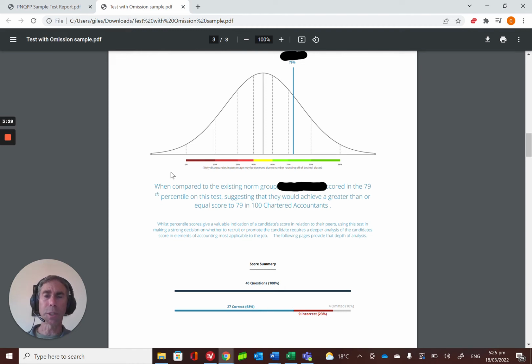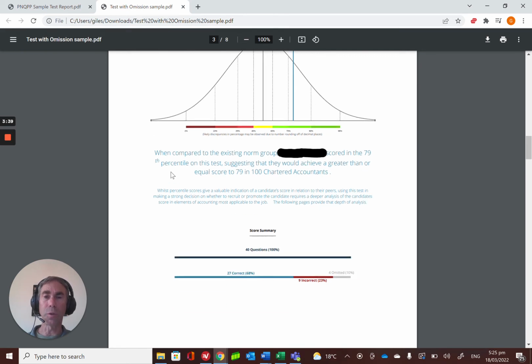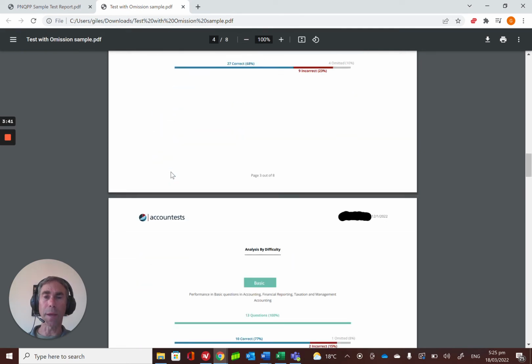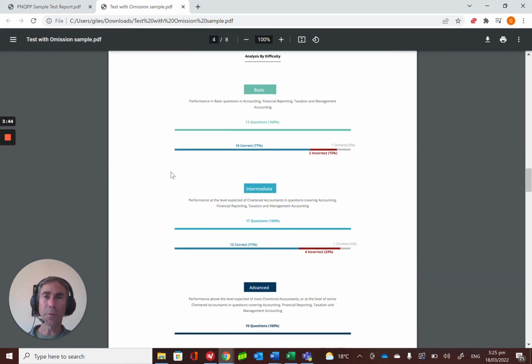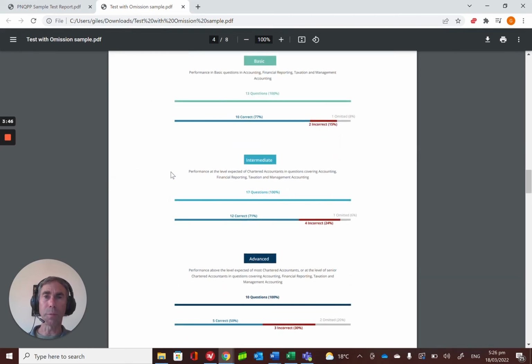It's not possible to tell from the report itself whether they ran out of time or whether they skipped questions they didn't know the answer to, but this second page will often give you what you need to know about that, because if they have simply run out of time, you'd expect that any omitted questions will be spread evenly between the basic, intermediate and advanced sections, whereas if they've skipped questions they don't know, you'd expect that those questions would be more in the advanced area.